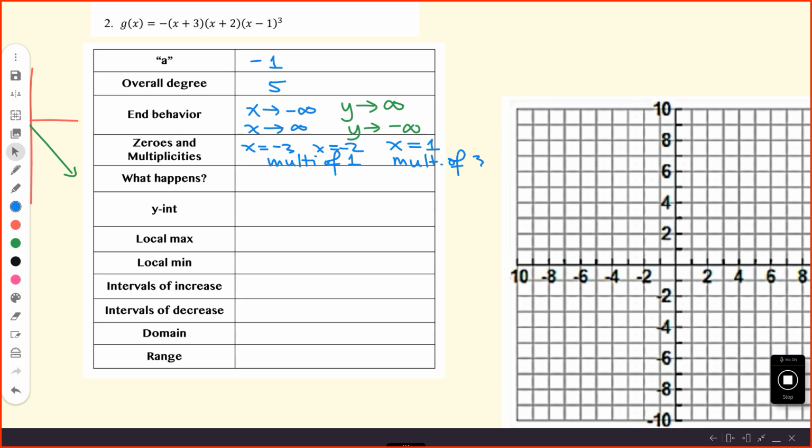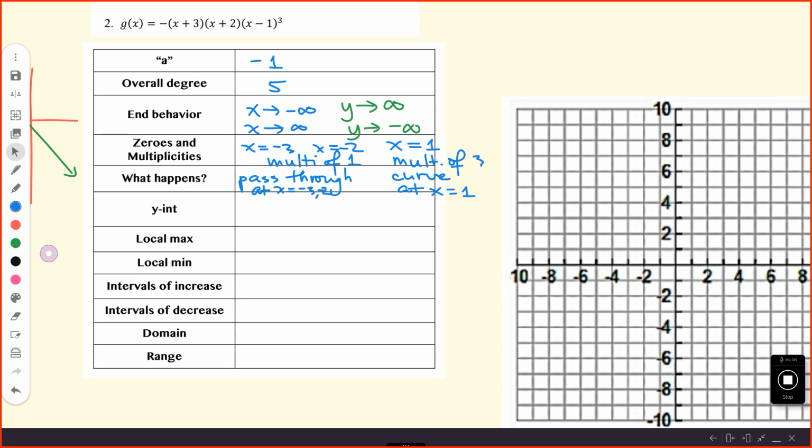Yes. And then what happens at these zeros? So a multiplicity of 1 means it passes through. This one has a multiplicity of 3, which means that it curves, right? So this one passes through at x equals negative 3 and negative 2. And then this one curves at x equals 1. Would it be negative 2? Oh, sorry. Yeah, negative 2. Thank you.